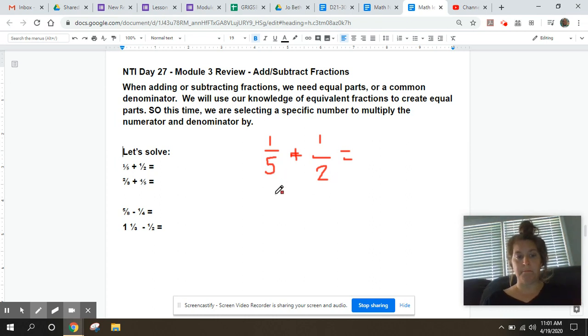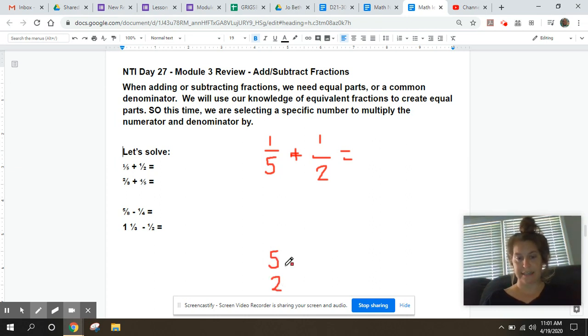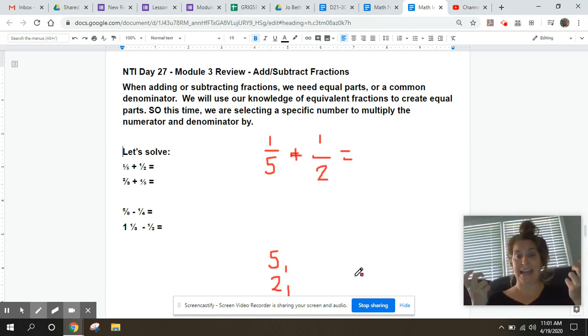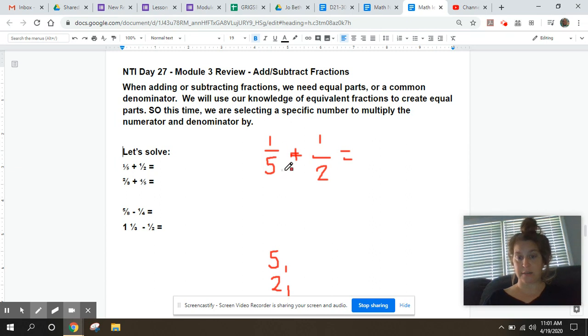And so what my class does, some of us can do this in our head, and that's okay. And some of us need to just write down a couple of ideas. So what my class does is we count by fives and we count by twos to try and get a denominator that's going to be the same. Because when you get that denominator the same, your pizza is going to be cut into the same parts.